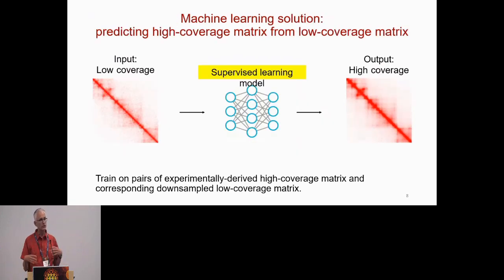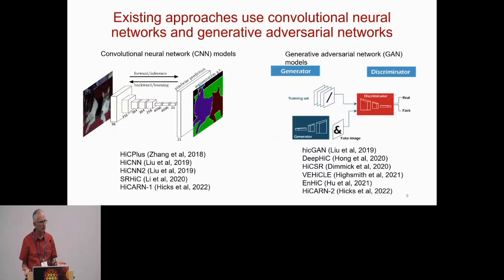Okay, so one solution to this problem is to pay a lot of money to your sequencing core and sequence all your Hi-C libraries to billions of reads. Another solution is to train a machine learning model to hopefully save some of your research funds to do other things. And the idea is that you could take a low coverage matrix and rather than pay to sequence it more, you give it to your deep learning model and it learns to enhance it. And to train these kinds of things, you take a high coverage matrix, you downsample it to get a low coverage one, and you get many such pairs, and you train models to interpolate between the two. So this is a well-studied problem.